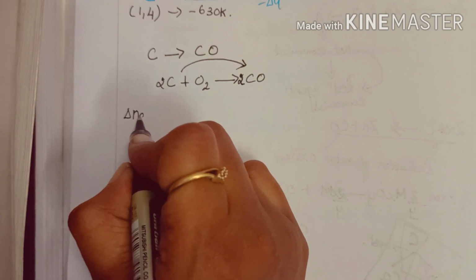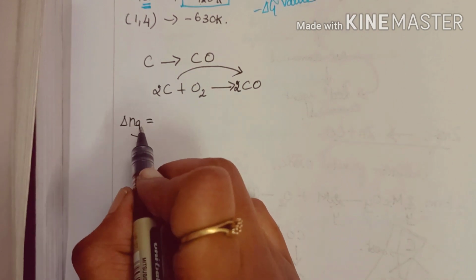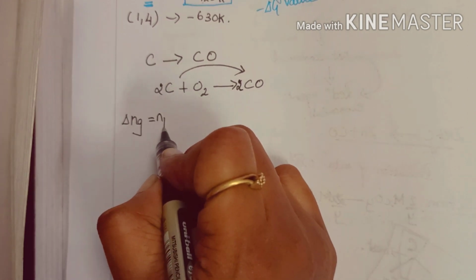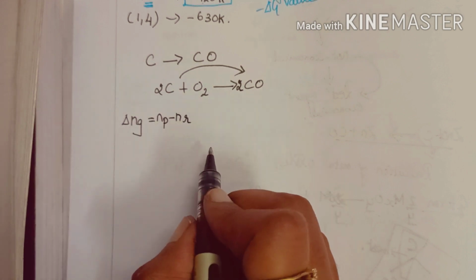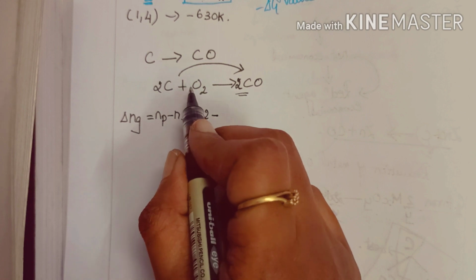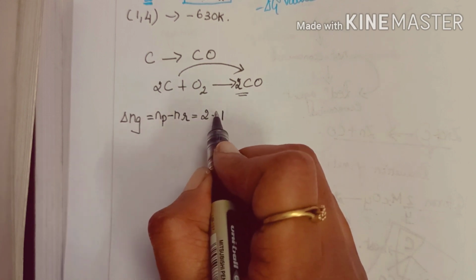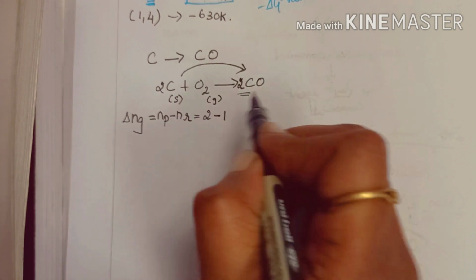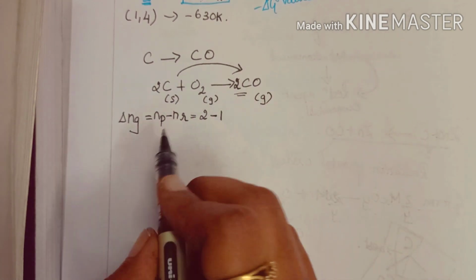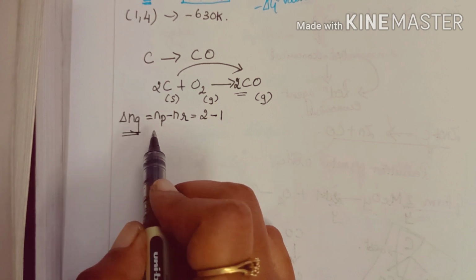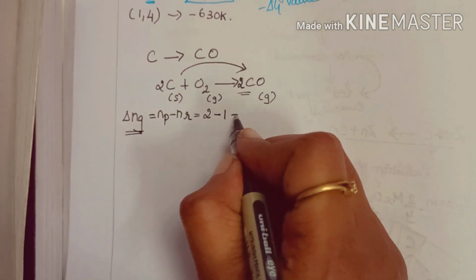Now what is delta Ng? Difference in number of gaseous molecules. It is nothing but Np minus Nr. What is the number of moles of product? It is 2. And number of moles of reactant, it is 1. Why are we taking it as 1? Because here carbon is solid, oxygen is gas and carbon monoxide is gas. For delta Ng, you should take only the gaseous part. So 2 minus 1 will be 1.